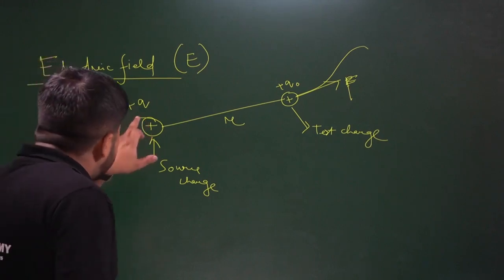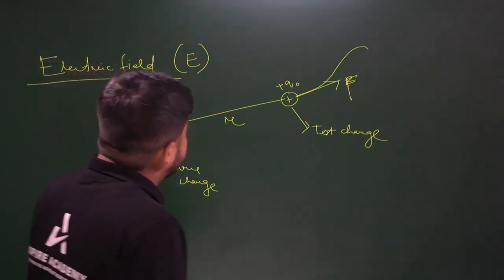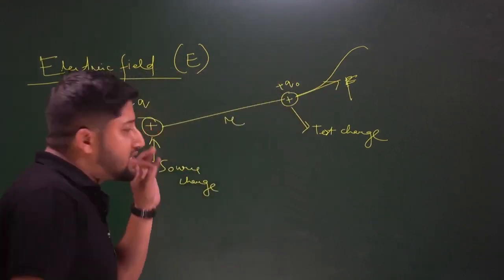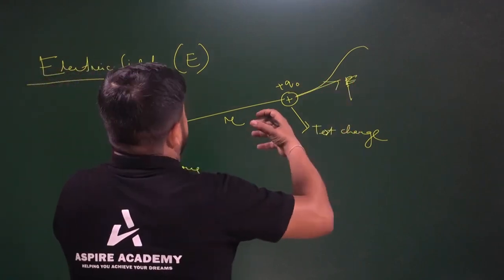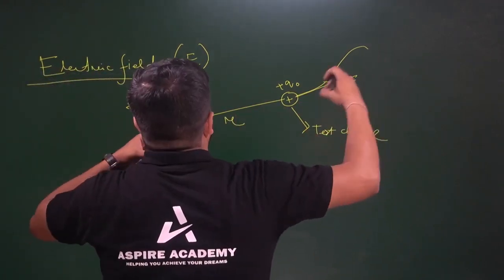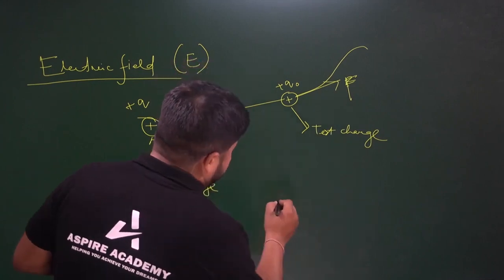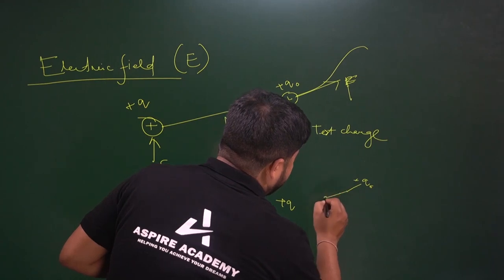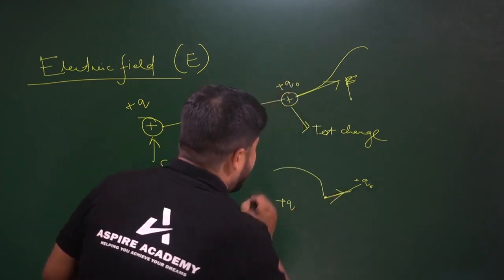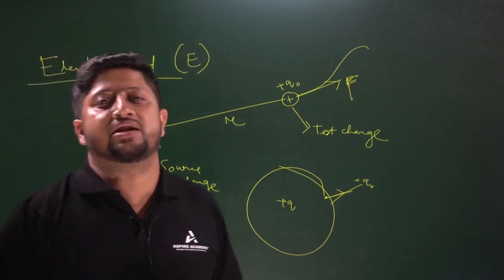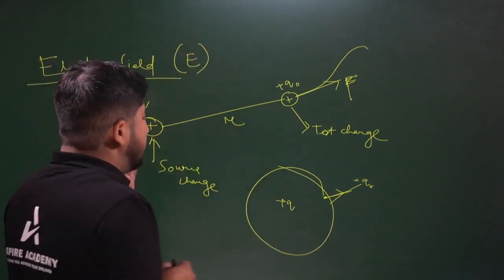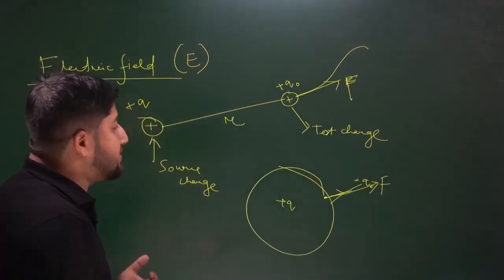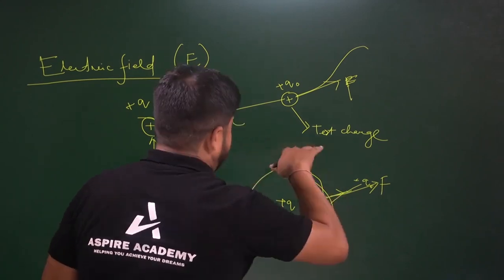So Q is the source charge, a positive charge, and Q naught is the test charge, also a positive charge, brought near it. The force will develop, meaning the two positive charges repel each other. This is a region where electric influences occur, and in this field a force is developed. This force is called the repulsive force, and the electric field is generated in this sense.